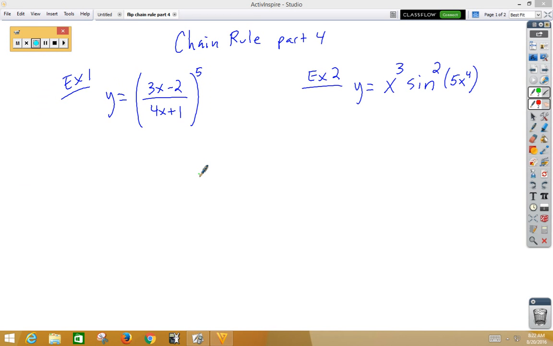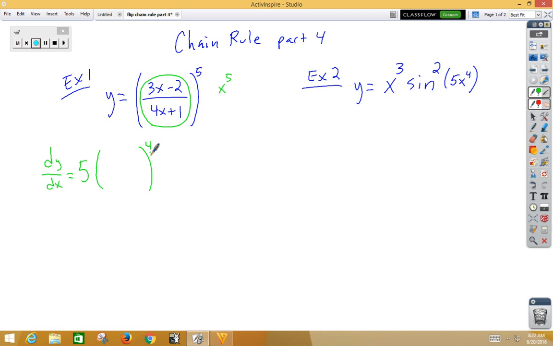In this video, Chain Rule Part 4, we simply have some additional chain rule examples. There are numerous ways to do the chain rule in calculus. So this time our inside function is a quotient rule. Our outside function we think of as x to the fifth power. So dy/dx is equal to the derivative of x to the fifth, 5 something to the fourth power.